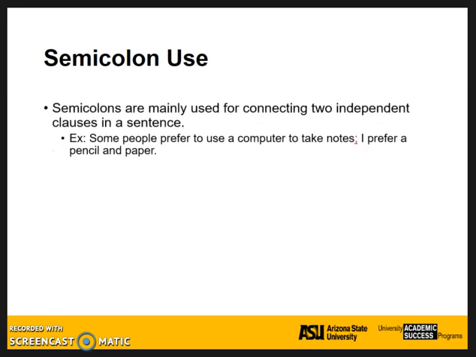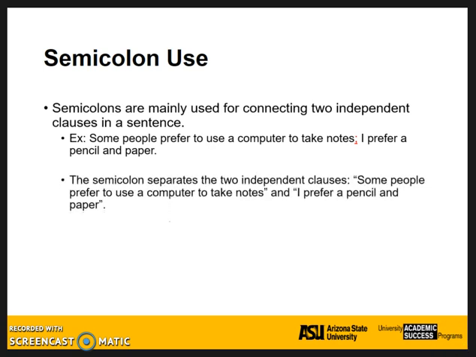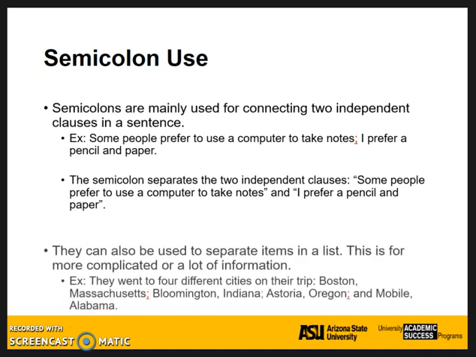Semicolons are mainly used for connecting 2 independent clauses in a sentence. Each semicolon is colored red and underlined on the slide to stand out. For example, in this sentence, some people prefer to use a computer to take notes, semicolon, I prefer a pencil and paper. The semicolon separates the 2 independent clauses. Some people prefer to use a computer to take notes, and I prefer a pencil and paper. Semicolons can also be used to separate items in a list.